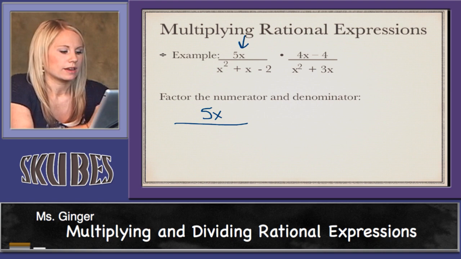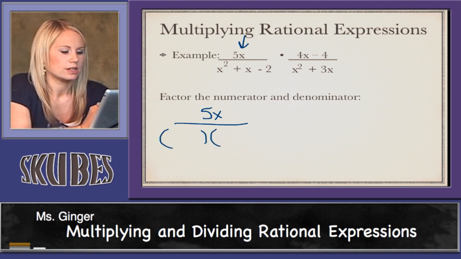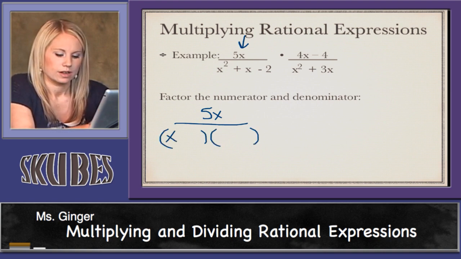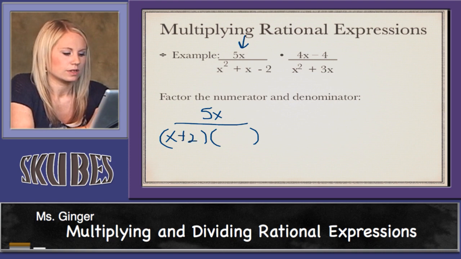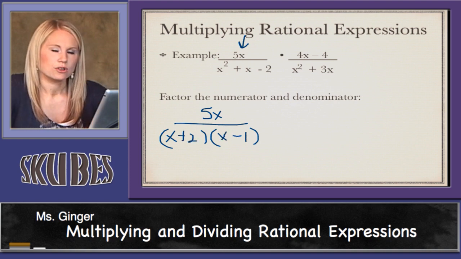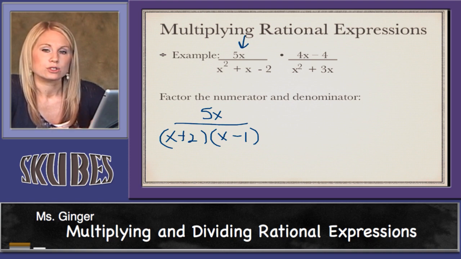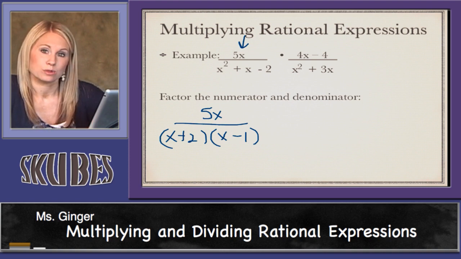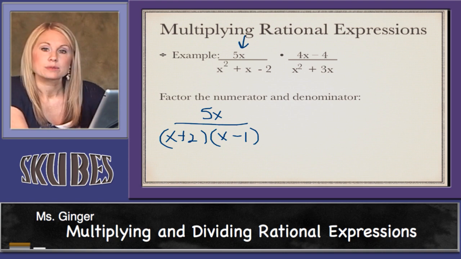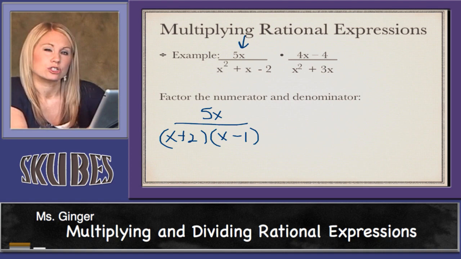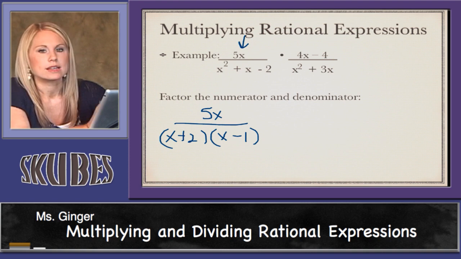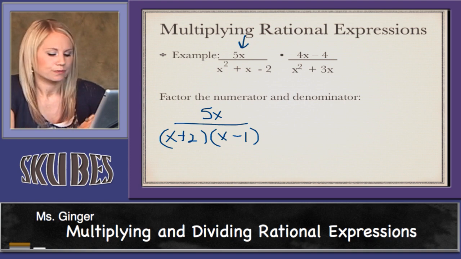On the bottom, I can factor that expression into x plus 2 times x minus 1. If you're not sure about the factoring, you can multiply out your factors again and you should reach the original expression. So if I multiplied x plus 2 times x minus 1 just to check myself, I should get back to x squared plus x minus 2.